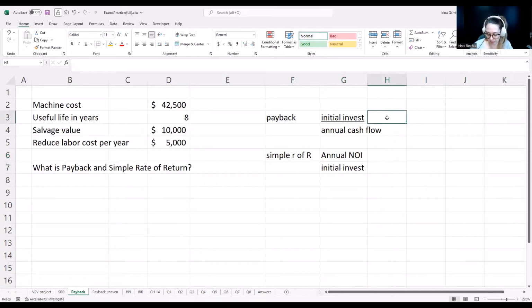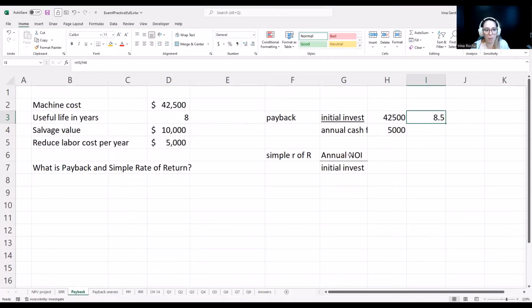The initial investment is 42,500. Annual cash flow. So we're going to have an inflow of savings, right? When we save money, we consider that an inflow of 5,000. So our payback should be this number divided by that one. And in 8.5 years, we're going to pay back our initial investment.